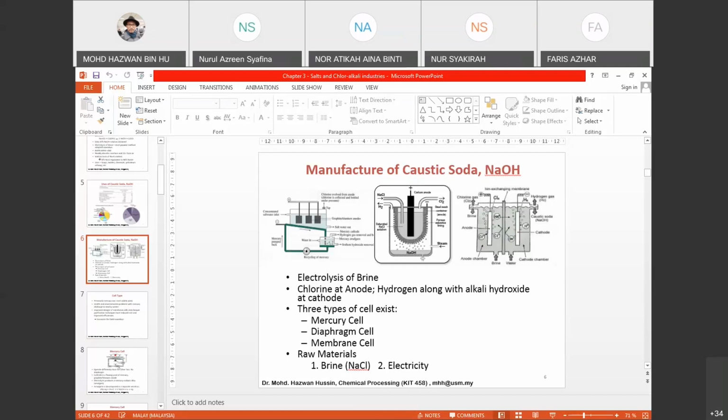So anything that you want to tell, more about the Mercury Cell? Just the disadvantage that you asked me, the loss of mercury to the environment. So that means it's harmful to the environment. Okay. All right. Thank you very much, Faris. Very good answer.